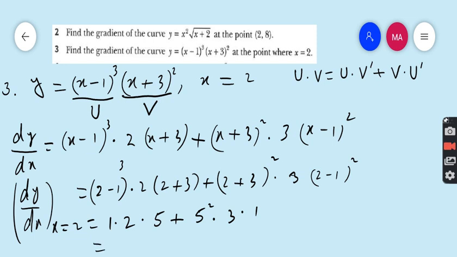So 5 2s are 10, 10 1s are 10. 5 square is 25, 25 3s are 75, 75 1s are 75. 75 plus 10 is 85. So 85 is our final answer. Therefore, the gradient of the curve (x minus 1) whole cube into (x plus 3) whole square at the point where x equals 2 is 85. Now move to question number 4.